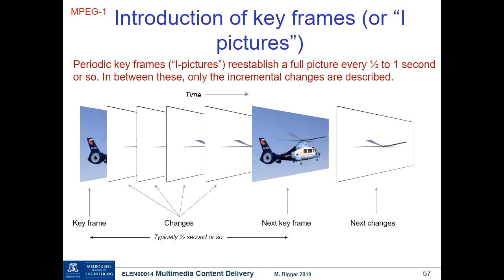Now that's a little bit wasteful of bits, because if there wasn't much change, we might well be able to predict a lot of that and save a lot of bits. But by having this keyframe periodically present, well, can you see why that's useful in what we just talked about?